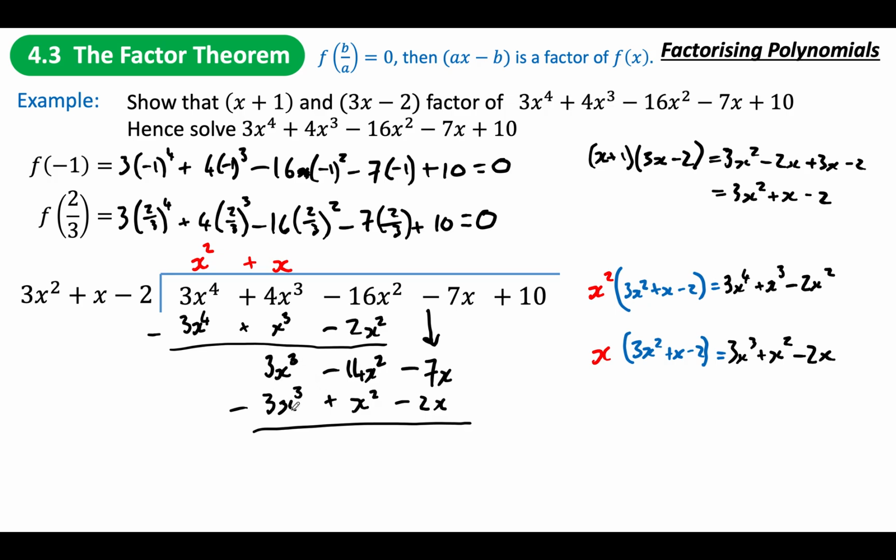3x cubed, take away 3x cubed is nothing. Minus 14x squared, take away x squared makes minus 15x squared. And then negative 7x, take away the negative 2, means we're adding 2. So it's negative 5x. And bring down the 10, or the plus 10 on the end. And we do it all over again. God, I hope this is the last question.